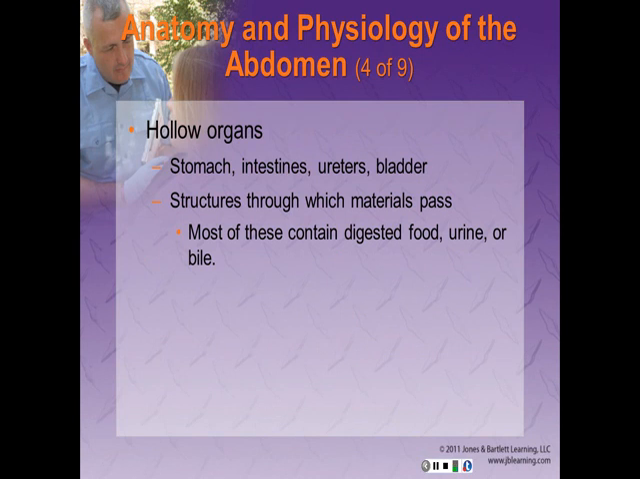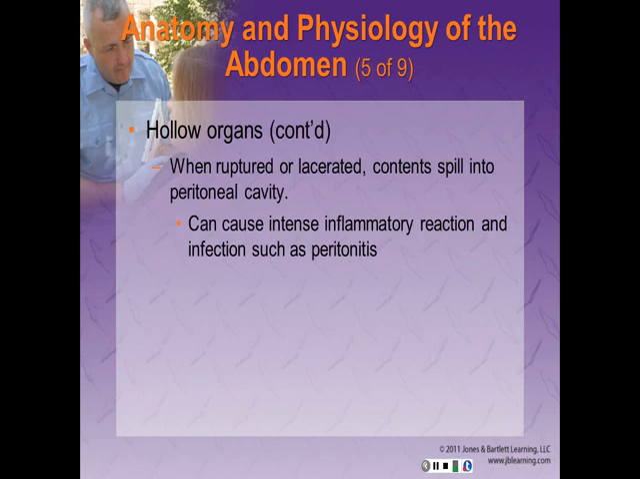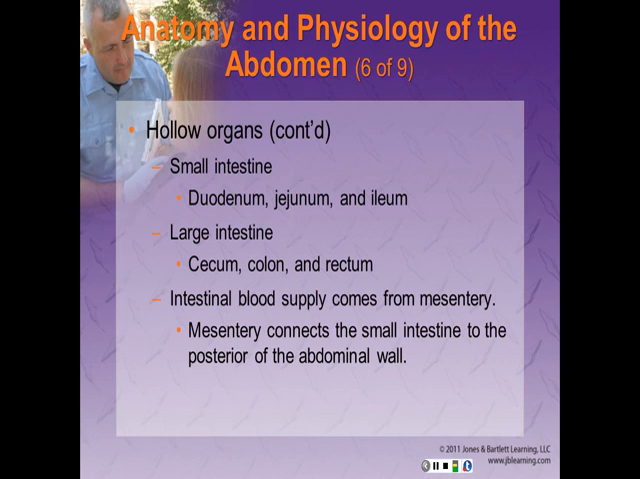Most of these organs contain food that is in the process of being digested, urine that is being passed to the bladder for release, or bile. When ruptured or lacerated, the contents spill into the peritoneal cavity, and this can cause an intense inflammatory reaction and possible infection called peritonitis. Peritonitis is serious and may become life-threatening, and the signs you need to look for include severe abdominal pain, tenderness, and muscle spasm. The small intestine is composed of the duodenum, the jejunum, and the ileum.